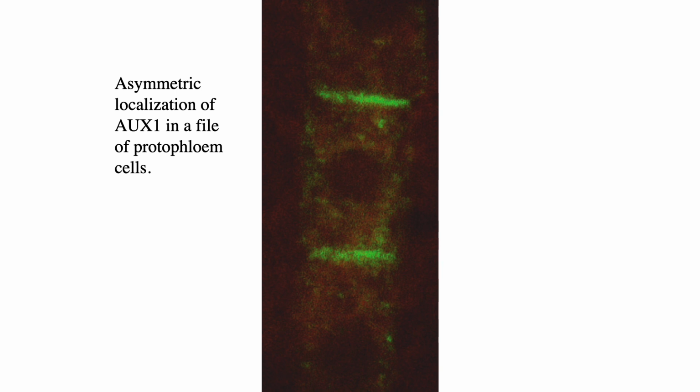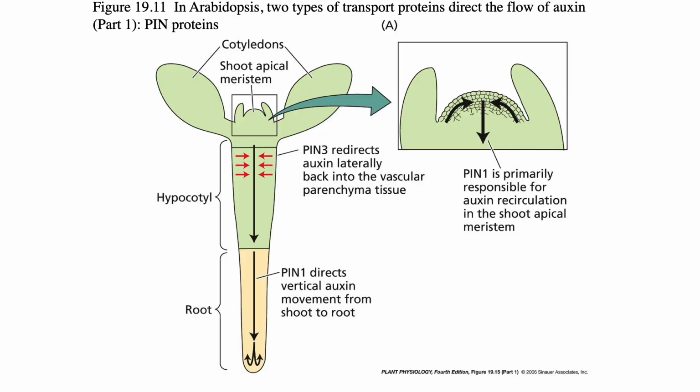In this image, we can see the asymmetric localization of AUX1 at the base of each cell in the file of protophloem cells. There are other auxin transport proteins. Two types of transport proteins direct the flow of auxin throughout the plant: the PIN transporters and the ABCB transporters. Here we see in A that PIN proteins determine the basal direction of auxin movement. Directional auxin movement is associated with the tissue-specific distribution of PIN efflux carrier proteins.